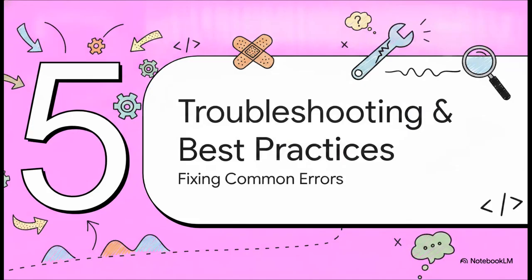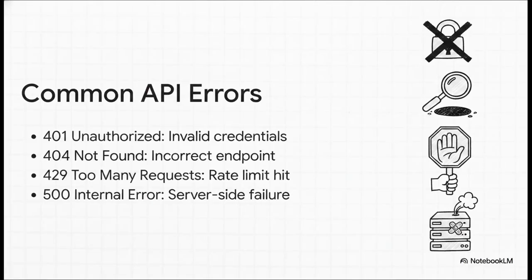Which brings us to our final part, Section 5, Troubleshooting and Best Practices. The crucial point here is understanding what the server is actually screaming back at you when things go wrong, because they will go wrong. If you see a 401 unauthorized, your API key is missing, invalid, or maybe it expired. A 404 not found, that usually just means you have a typo in your endpoint URL. Getting a 429, that means too many requests. You've hit the API's rate limit, so you need to slow down.